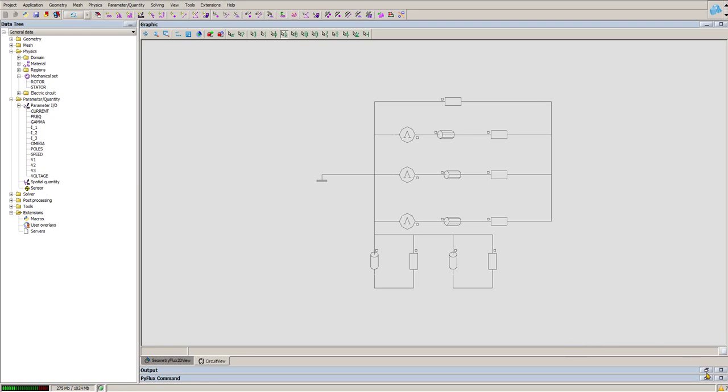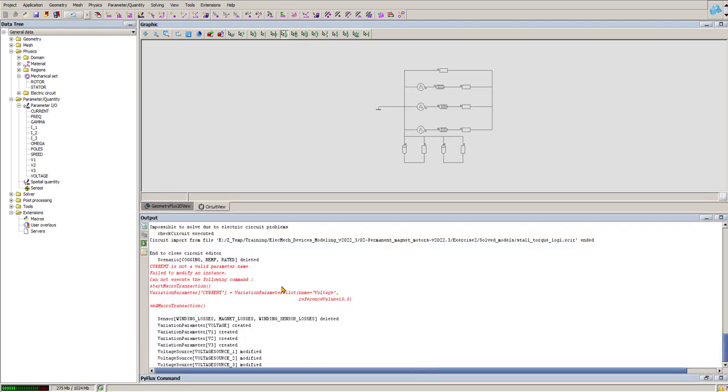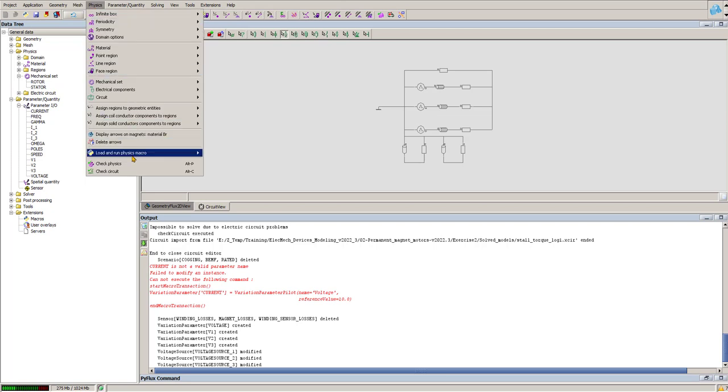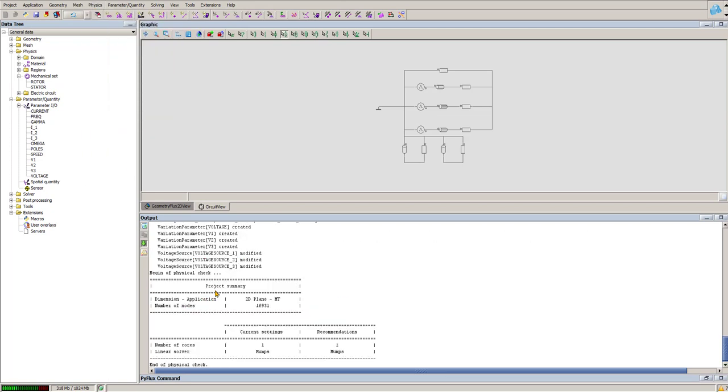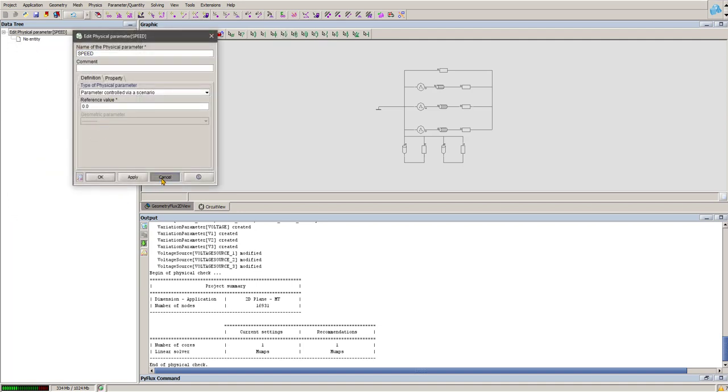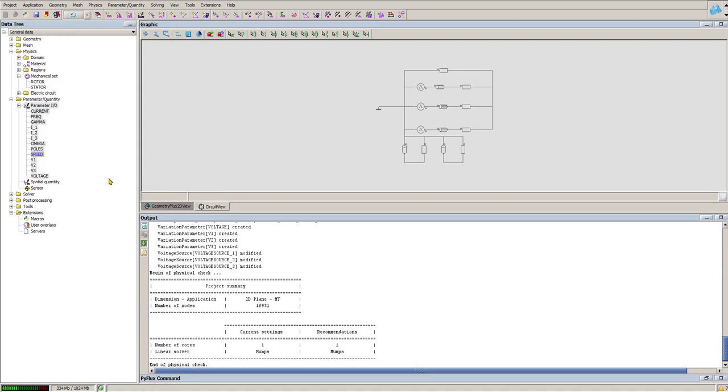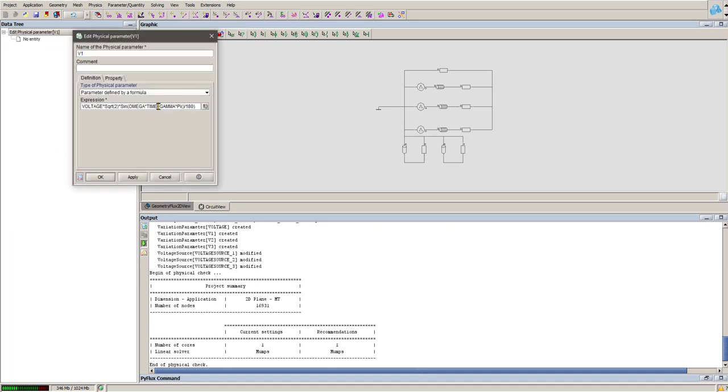Then I have all what I need here. If I check the physics, it is okay. I told you I am going to impose the speed at 0 because it's a stall torque. Once the speed is equal to 0, the frequency is equal to 0, and the electrical pulsation omega will be equal to 0. So it's like I am imposing a DC voltage on the three phases.